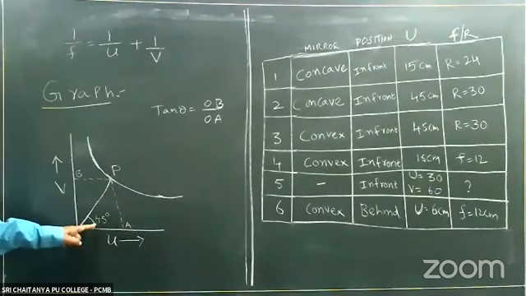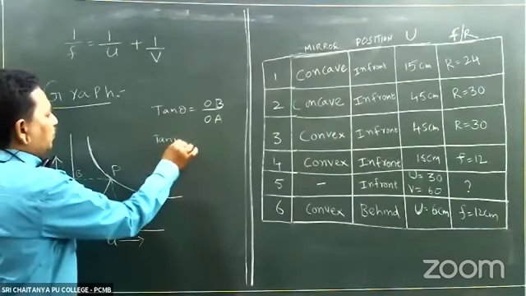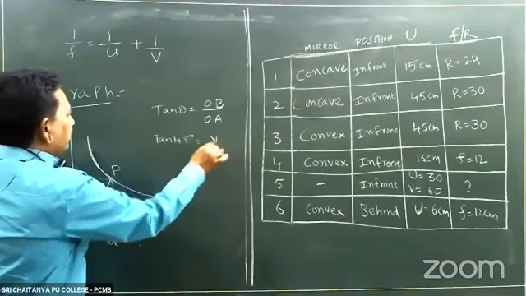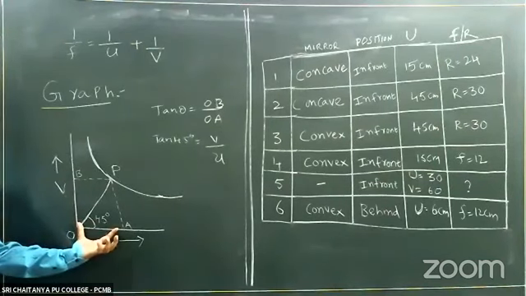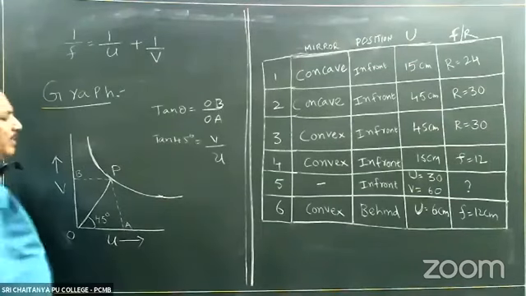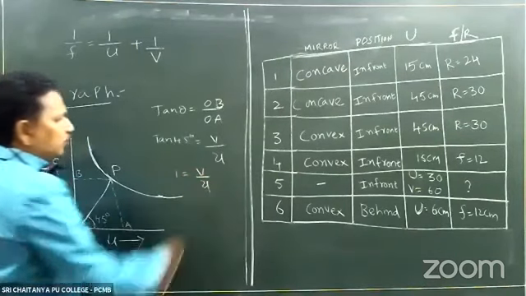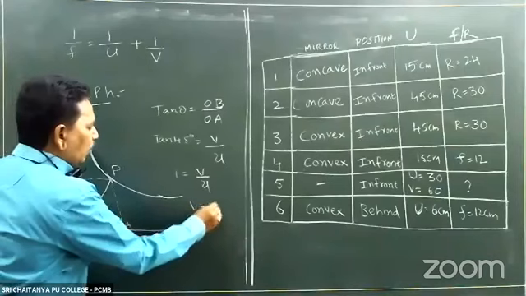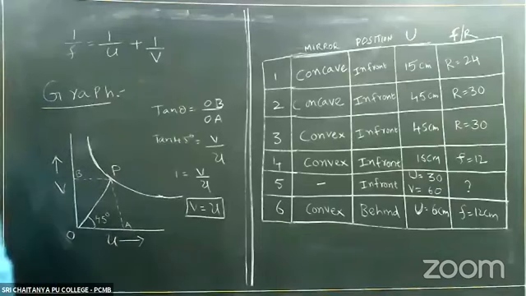What is the angle here? 45. Tan 45 is equal to V by U. OB is nothing but image distance. OA is nothing but object distance. V divided by U. Tan 45 value is 1. 1 is equal to V divided by U. So V is equal to U. Object distance is equal to image distance.